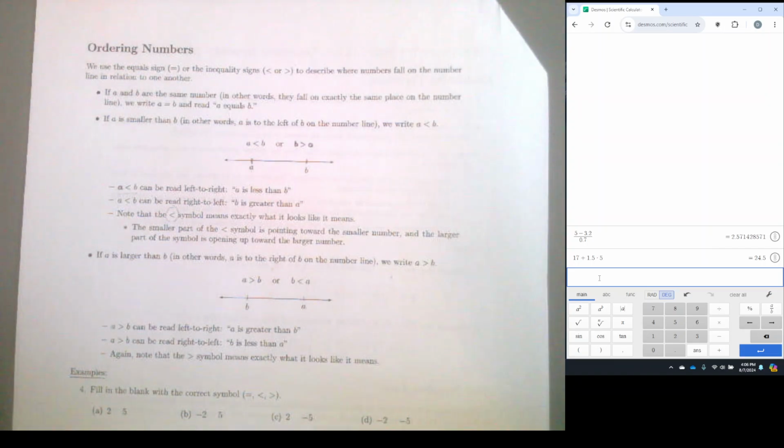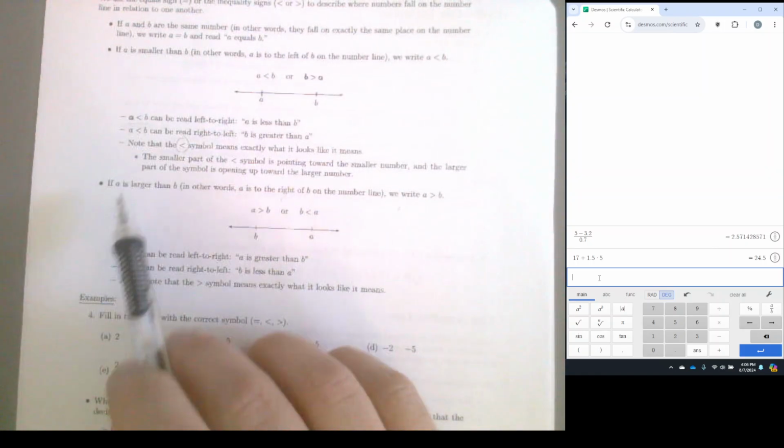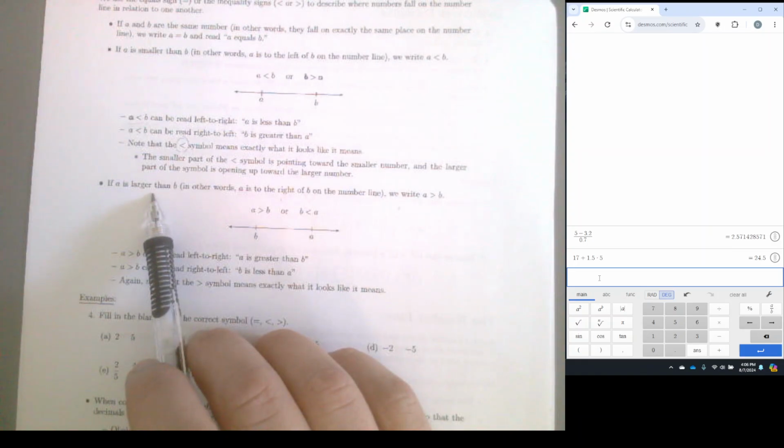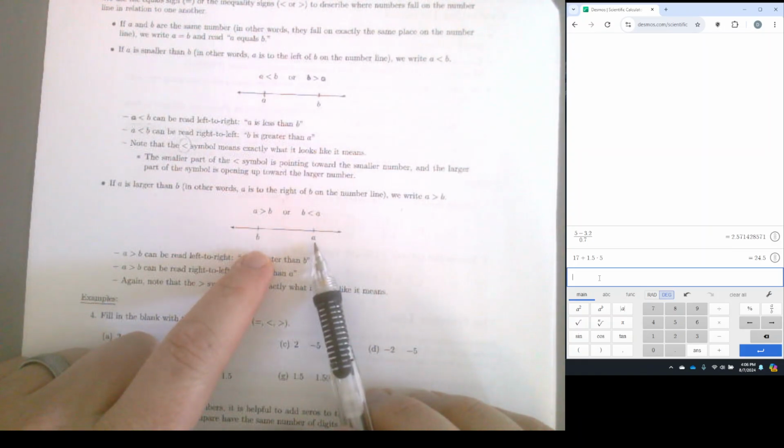Now, if the relationship were reversed, if A was larger than B, then we would have this situation: A would be to the right of B on the number line, or in other words, B would be to the left of A on the number line. And we would write this symbol. We would say A is greater than B. So we can read that left to right: A is greater than B, or we could read it right to left: B is less than A. But again, note that the symbol means exactly what it looks like. The smaller part of the symbol is pointing toward the smaller number, in this case B. It's pointing toward the smaller number.